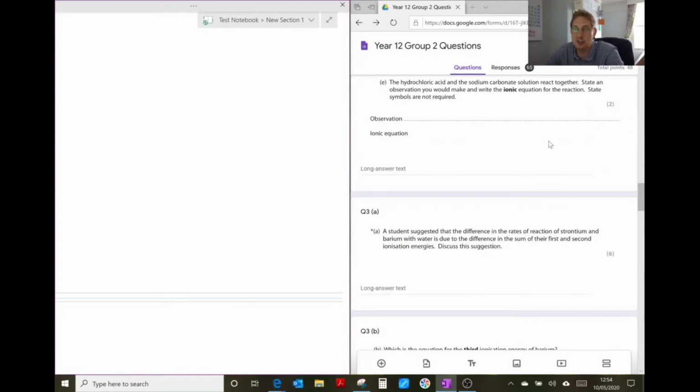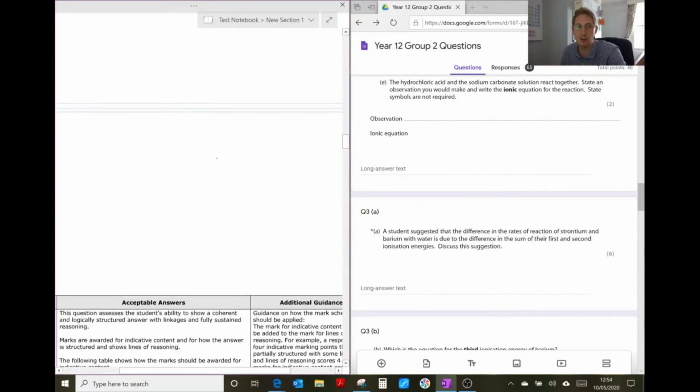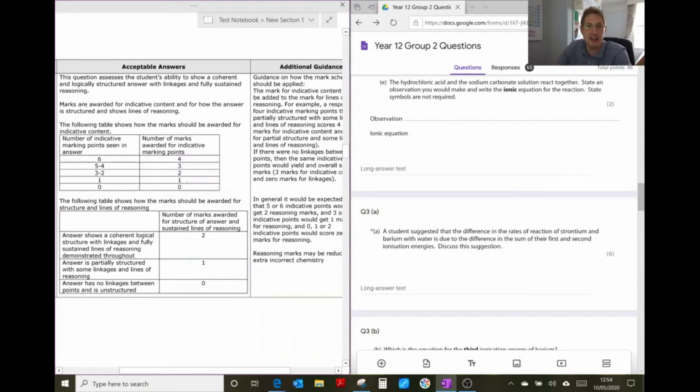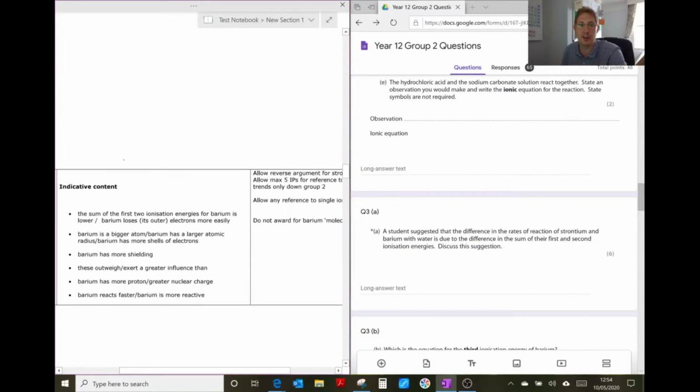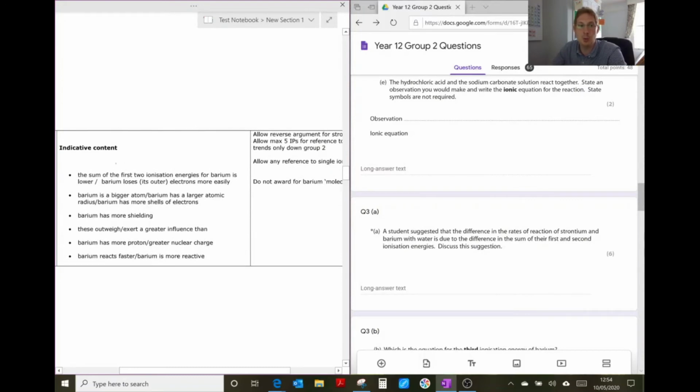A 6 marker. A student suggested that the difference in the rates of reaction of strontium and barium with water is due to the differences in the sum of the first and second ionization energies. Discuss this suggestion. Right. First things first, I want to highlight here. If you want to get full marks, you have to say all 6 of the following things. So, number 1. The first 2 ionization energies summed up is lower for barium than it is for strontium, or barium loses its outer electrons more easily. That's the first marking point.